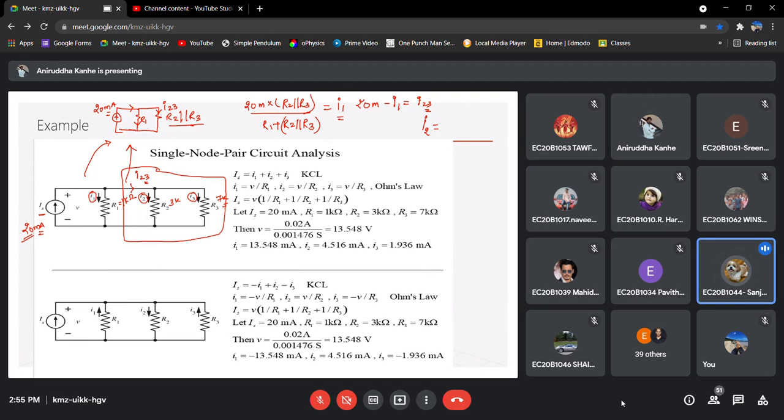20 milliamps into, not that equation, sir. Why 20 milliamps? So 20 minus I1, or you can call that I23, into what? Into this resistance R3, by 7K divided by 7K plus 3K. Is that okay? Now, can anyone just quickly solve and tell me what value you are getting?